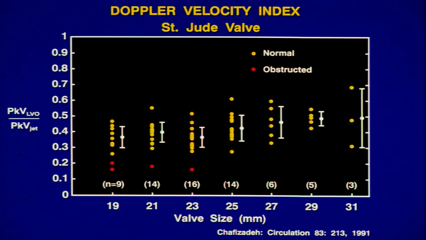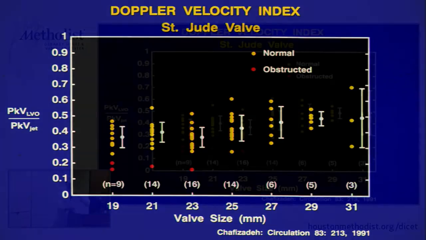If it's a very large valve and the DVI is 0.31, like everything we do in echo, you have to put together all the other stuff: the peak gradient, the mean gradient, the acceleration time, symptoms, color flow, all of that.